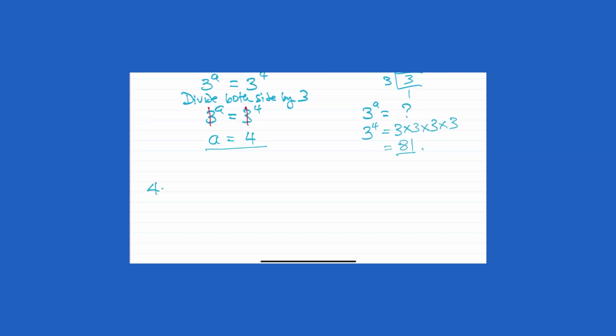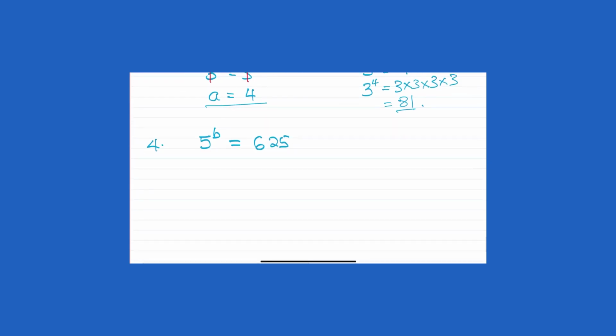So in question number 4, we have 5 to the power of b, and then we have 625. This looks like a big number, but please don't be intimidated by it. Use the same approach. Look at the number you have on the left, that is 5. Ask the same 2 questions. How many 5s will I multiply together to give me 625? You won't know until you carry out the operation. So how do we carry out the operation?